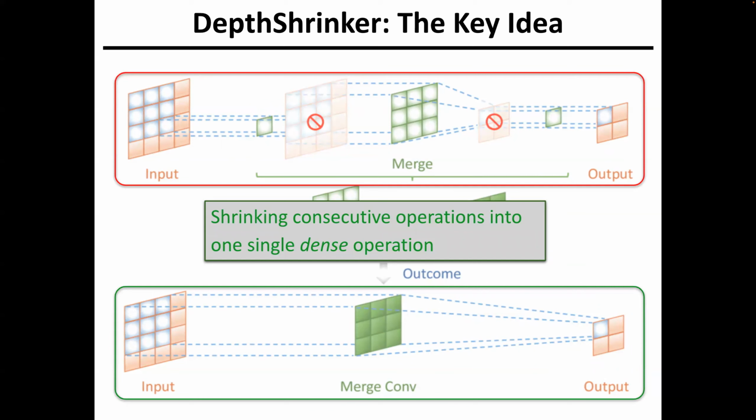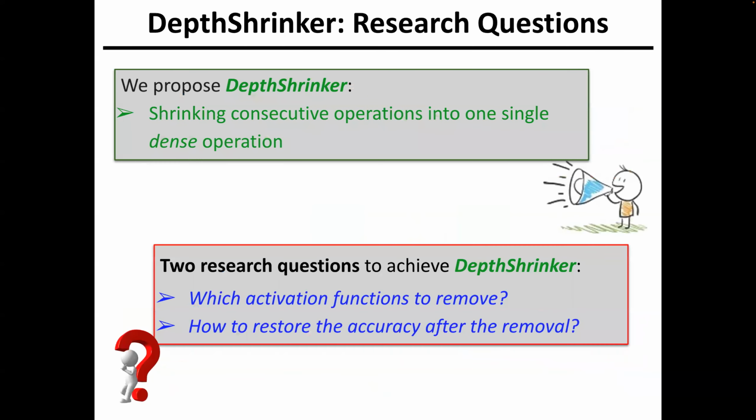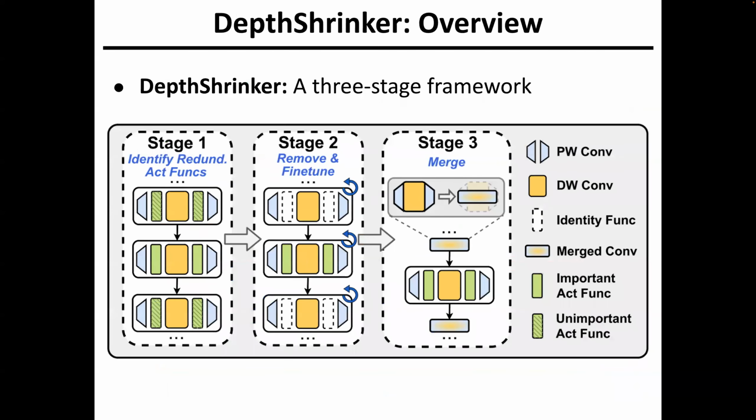However, the research questions are which activation functions to remove and how to restore the accuracy after the removal. To tackle this, we propose DepthShrinker as a 3-stage framework, which first identifies redundant activation functions, and then removes them and fine-tunes the resulting network, and finally merges consecutive linear operations after convergence.